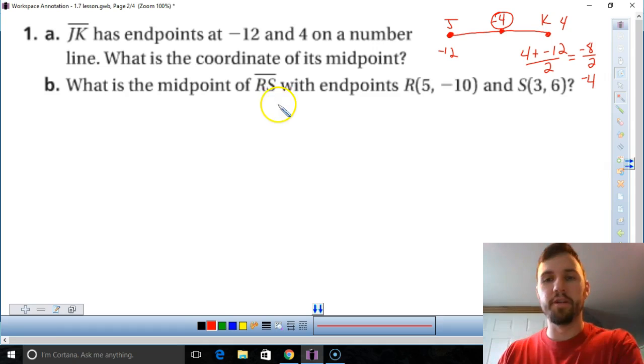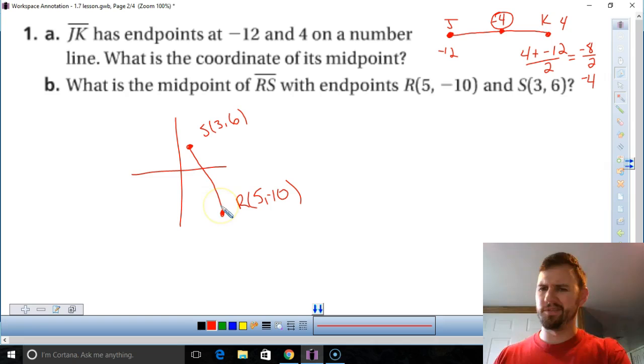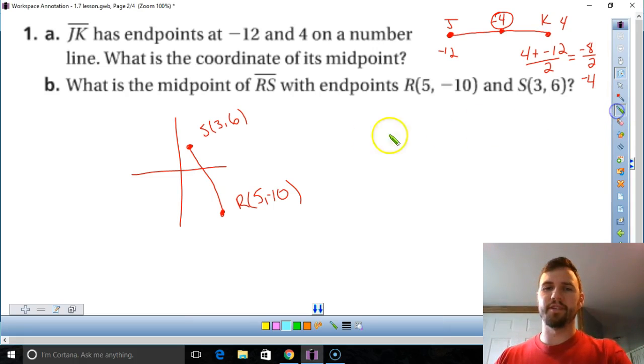This one's a little bit trickier. Now we're on the coordinate plane, right? I'm just going to do a quick sketch. You don't have to. So we got R at 5, negative 10. And we have S, which is 3, 6. That'd be about right here. We have a line. We want to find the midpoint. I'll just highlight them in different colors. Do everything with this one blue and everything with this one orange.